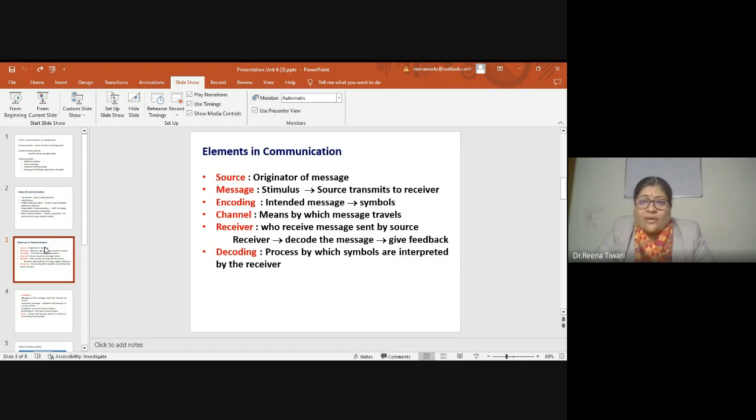Receiver is the one who receives the messages sent by the source. And the one who receives the message then decodes the message. He understands the message, and then they give feedback.